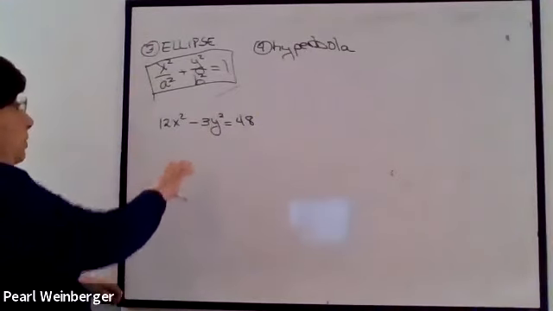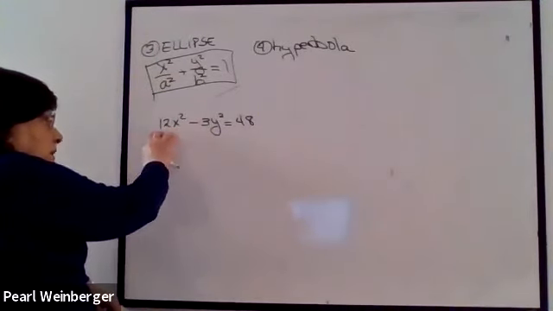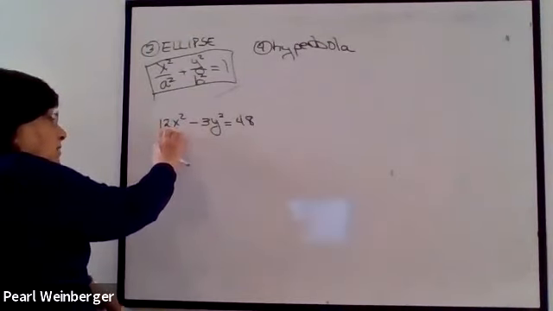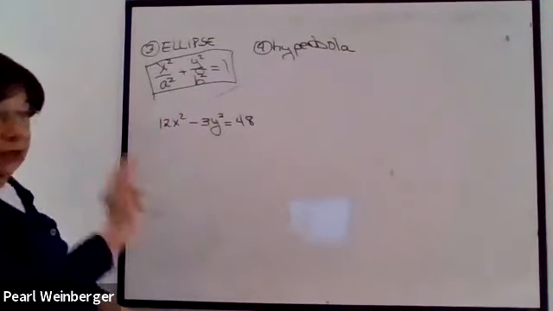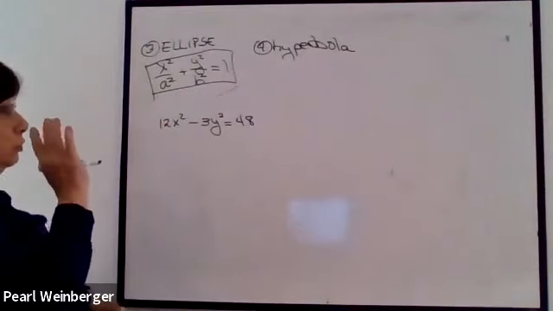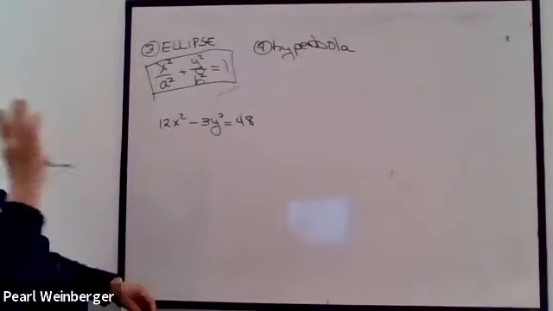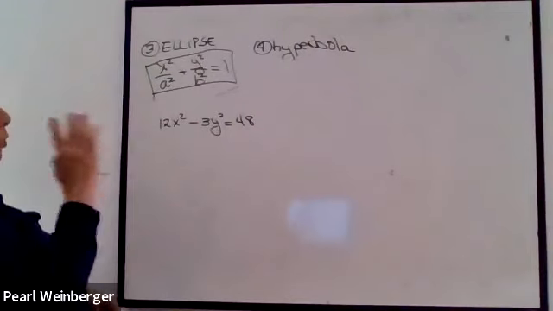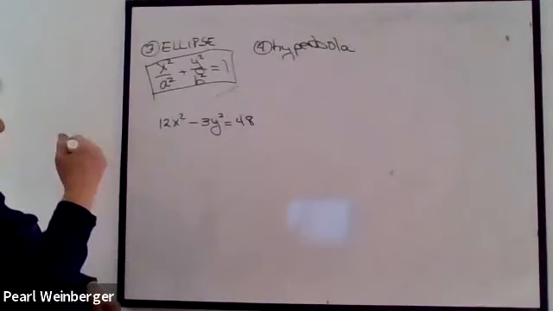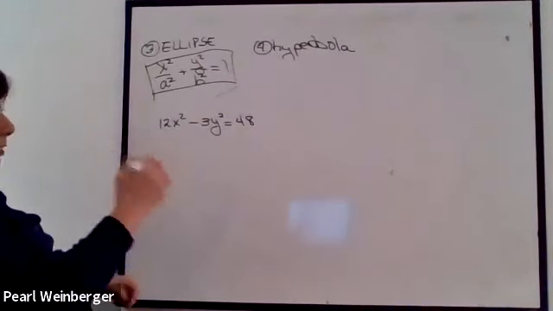And it also means that since it's the x squared term that's positive, we're going to have x-intercepts. We are not going to have y-intercepts, okay? So where the x squared is positive, we have x-intercepts. Where the y squared is positive, then we have the y-intercepts.